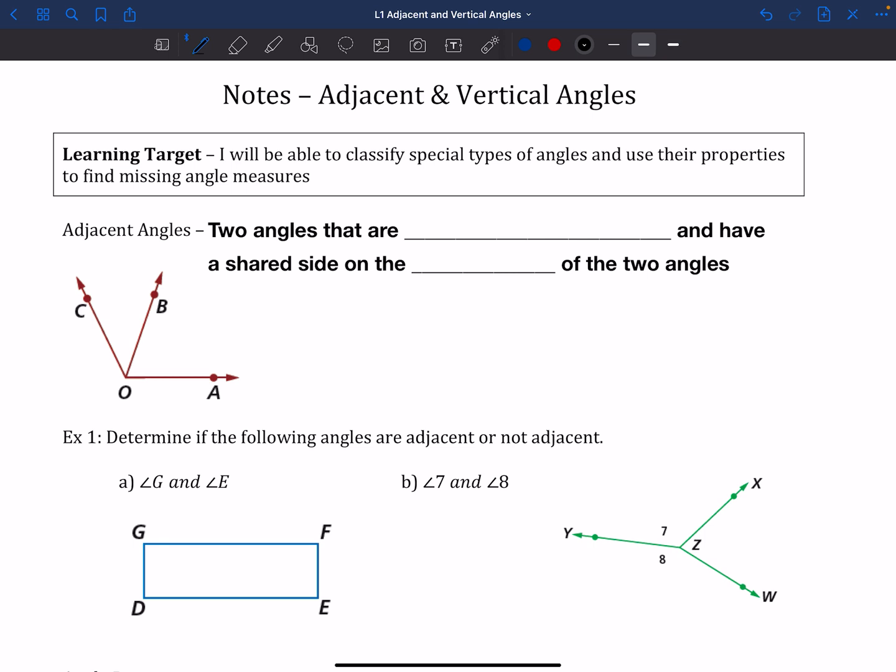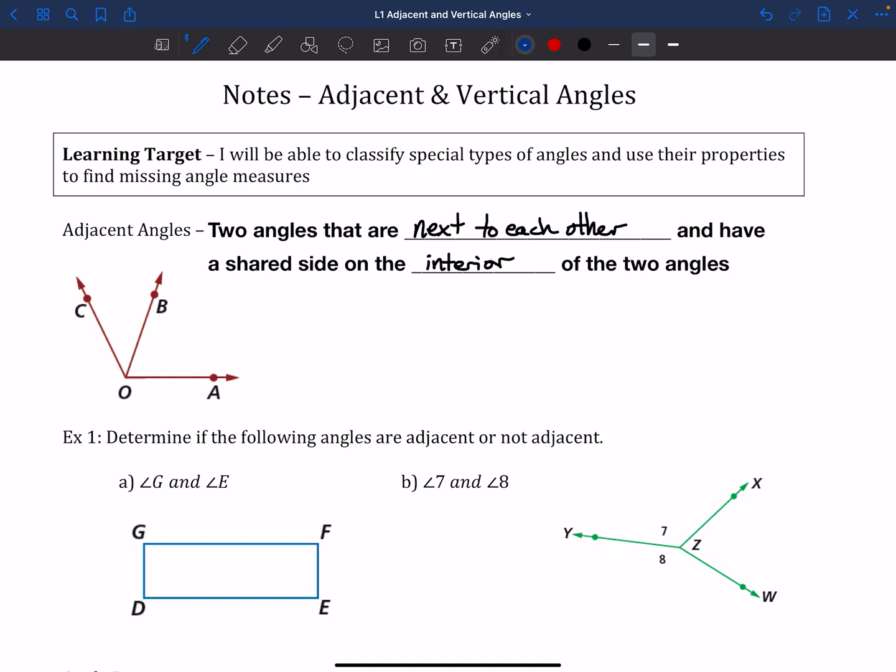Adjacent angles are two angles that are next to each other. Right, that's what adjacent means. So they're next to each other and have a shared side on the interior of the two angles, right? When we're talking about interior and exterior, a lot of times we're talking about the smaller side of things.